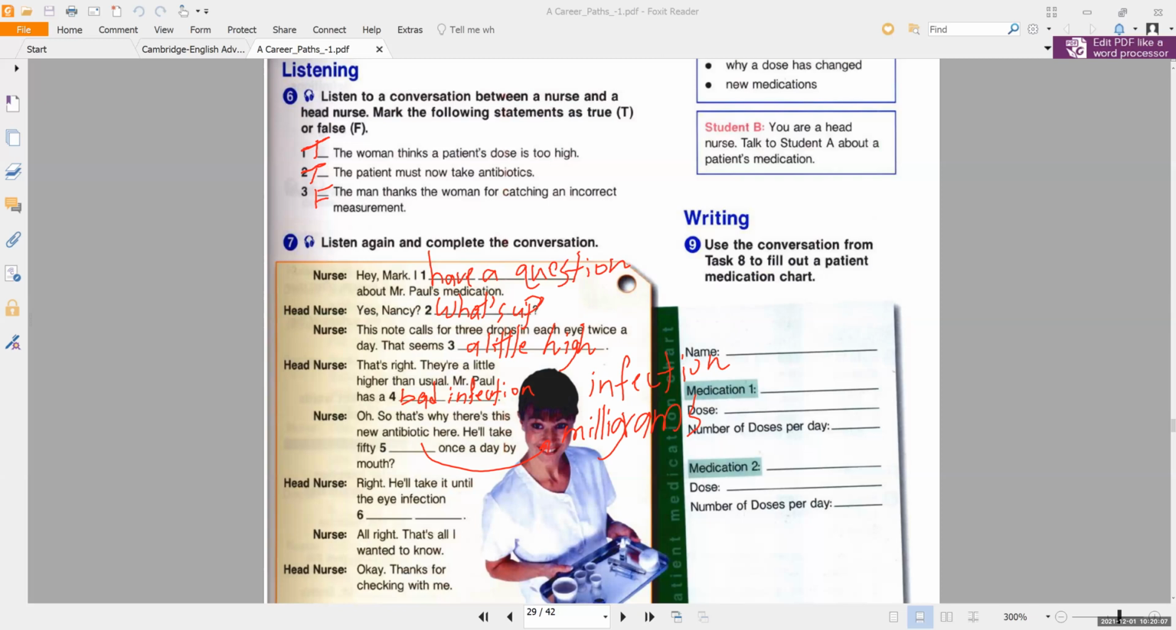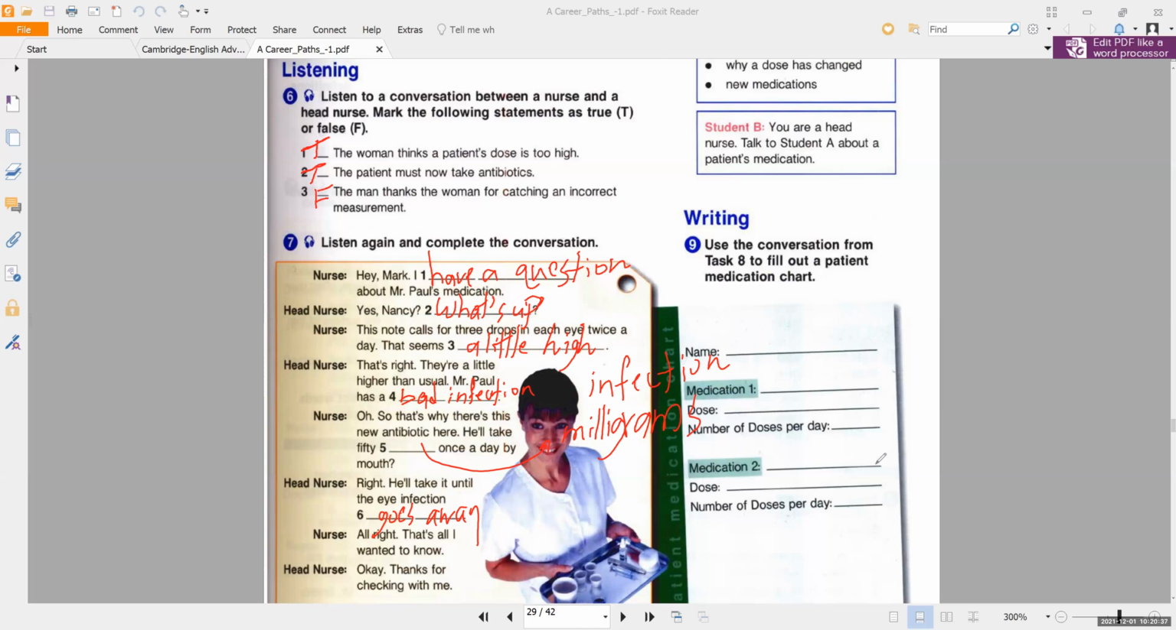Right. He'll take it until the eye infection goes away. And he's talking about the future here. All right, that's all I wanted to know. Okay. Thanks for checking with me. Okay, so everything is cool.